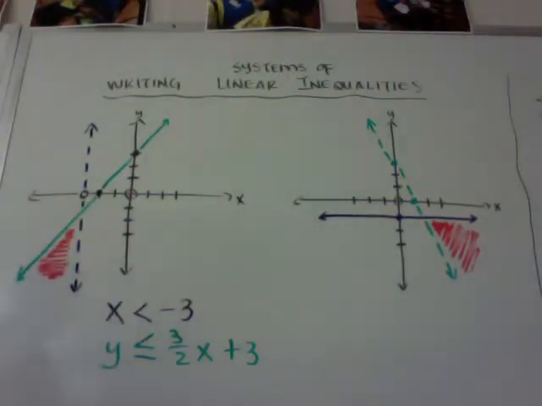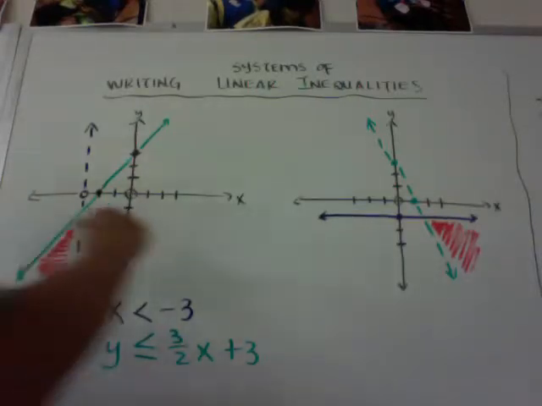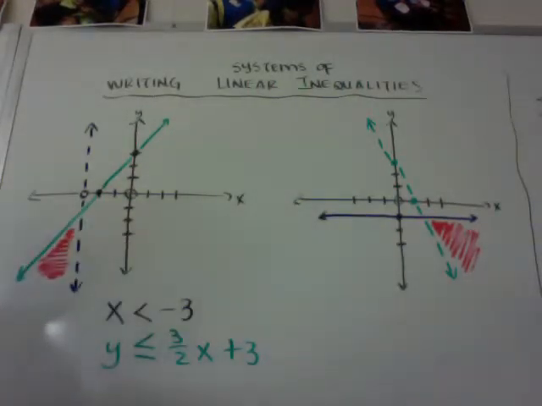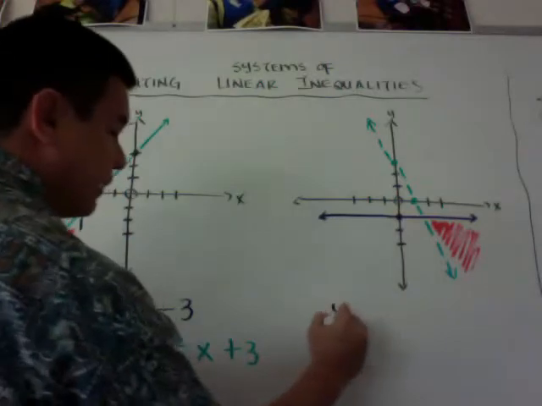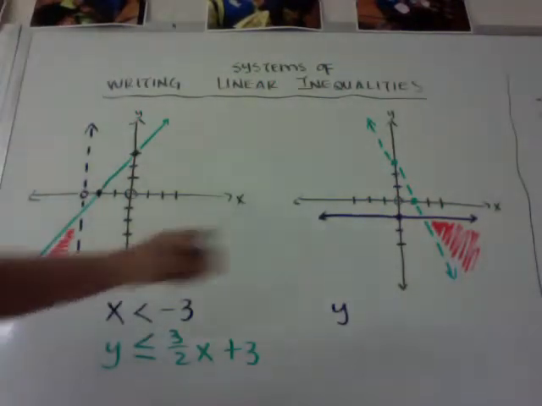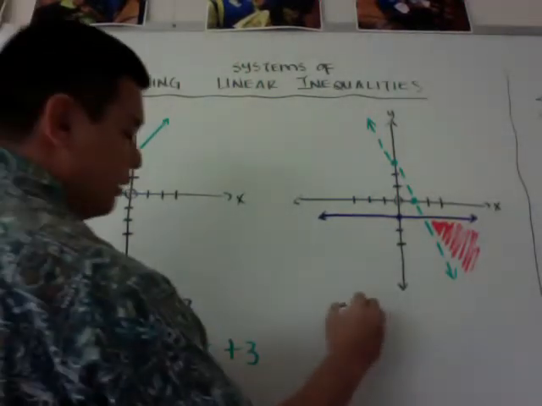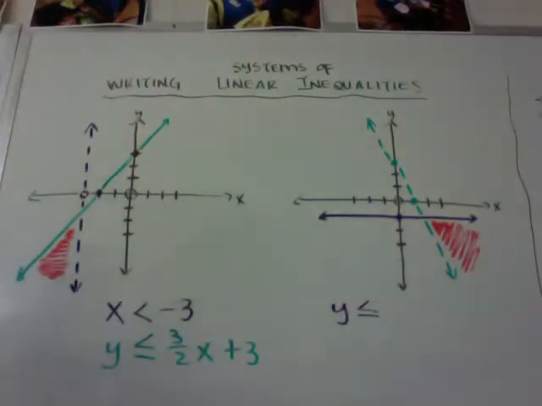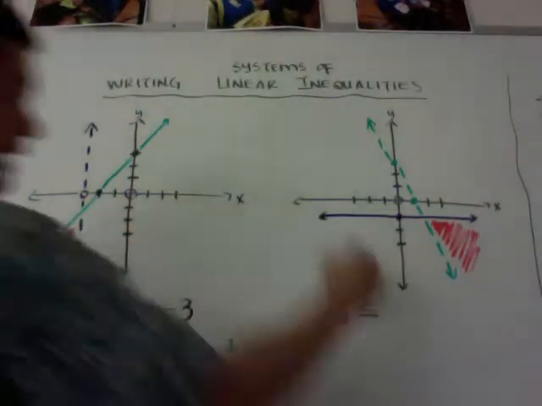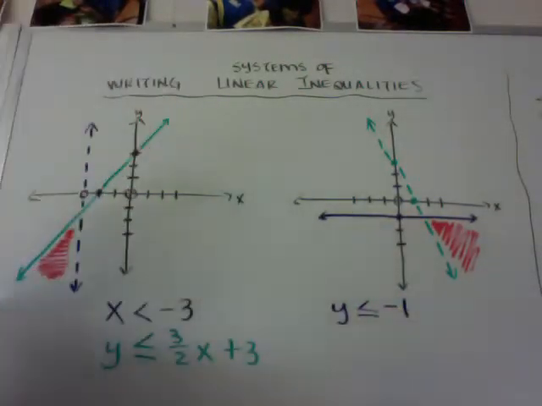The purple line, again, it's a horizontal line, so my slope is 0. So it's going to be y. And since I'm shading below it, you can see the red is below, and it's a solid line. Solid and below is less than or equal to. And I can see it's at -1. Okay, so the purple line is y is less than or equal to -1.